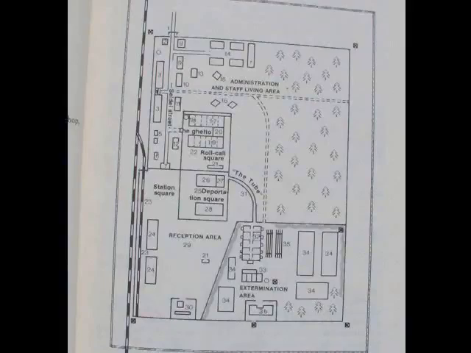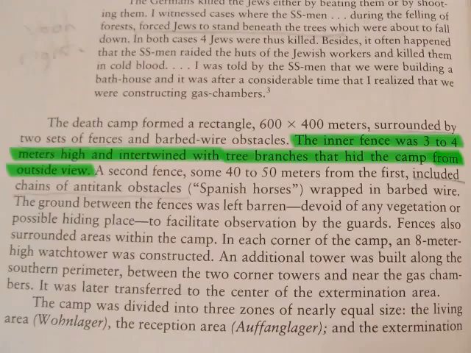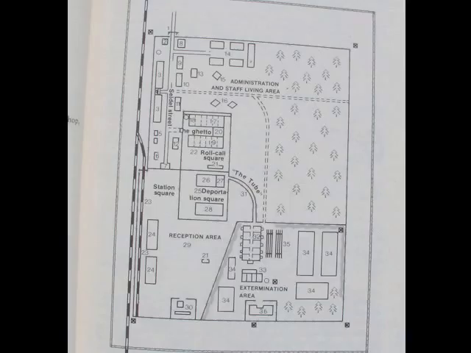On page 40 we read about this inner fence around the camp perimeter. The inner fence was 3 to 4 meters high and intertwined with tree branches that hid the camp from outside view. That's around 10 to 13 feet high. Here's a map of Treblinka on page 39 in Yitzhak Arad's book.